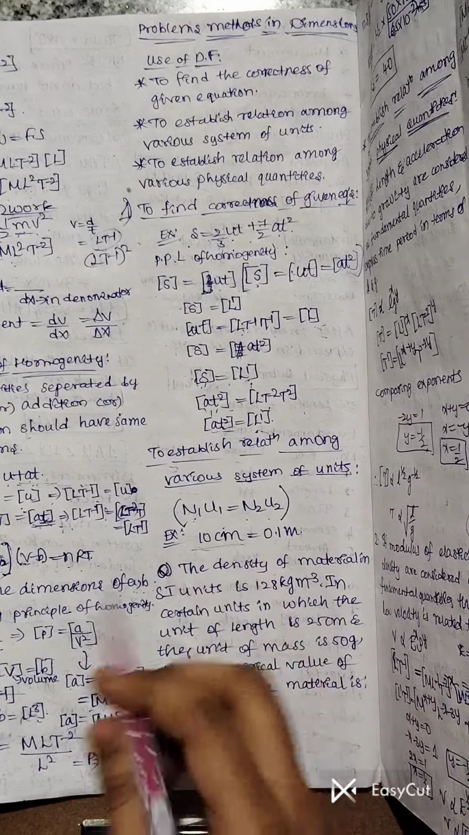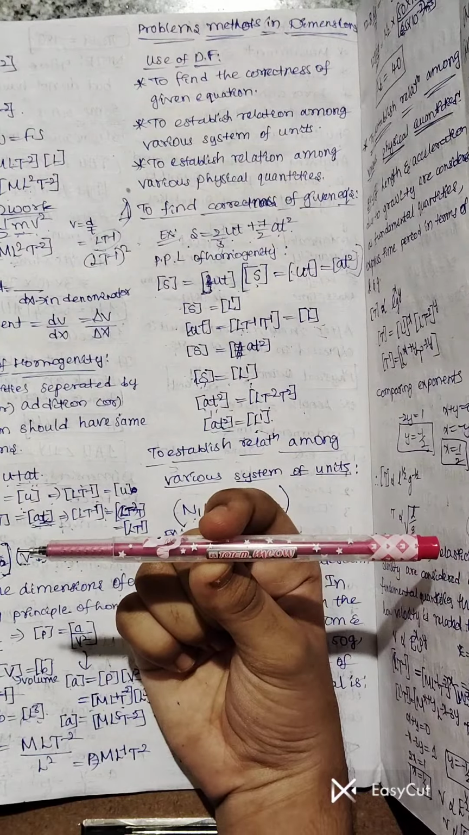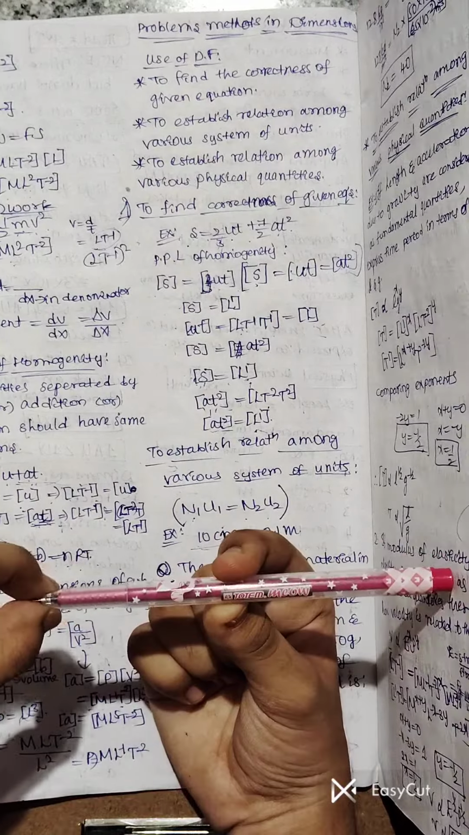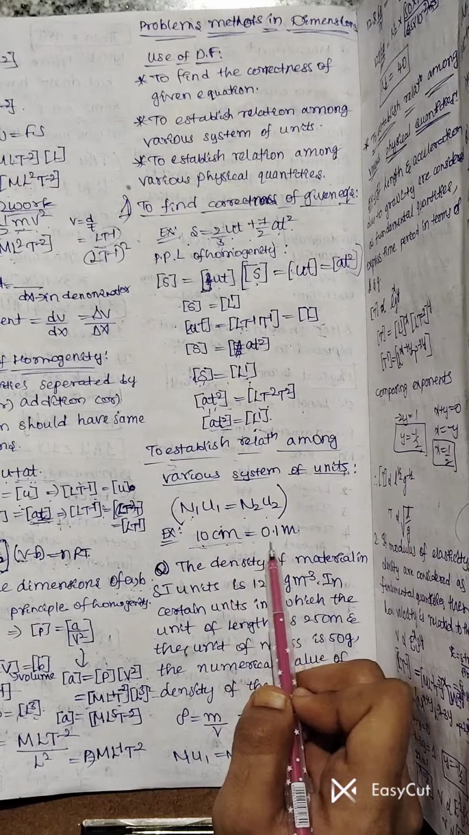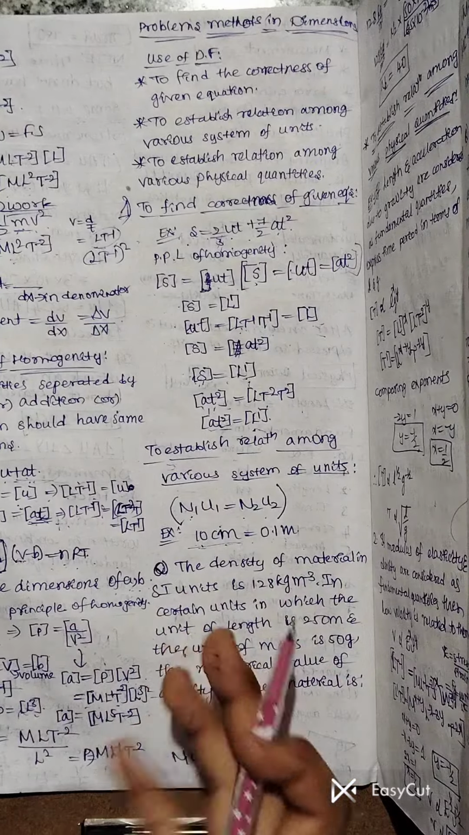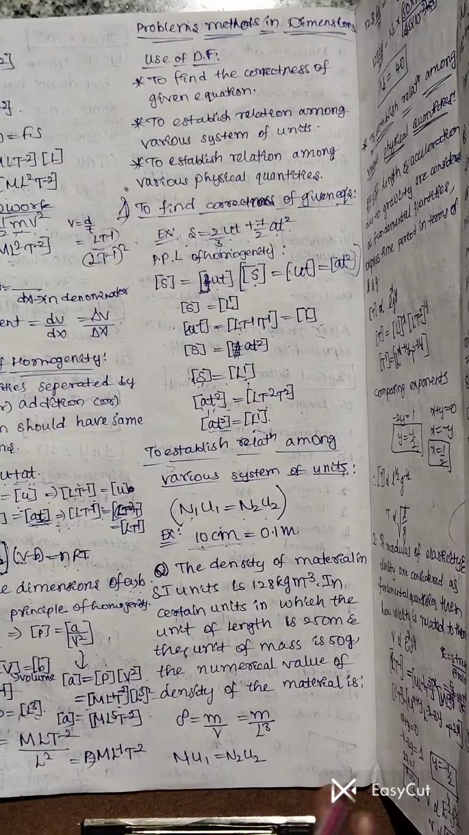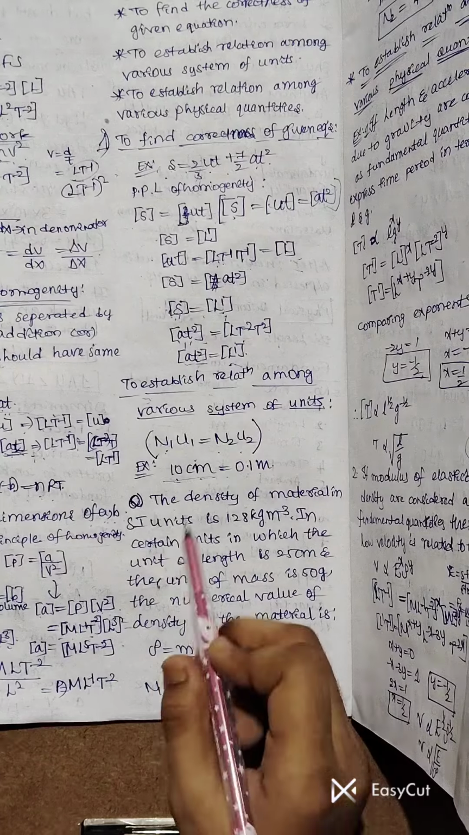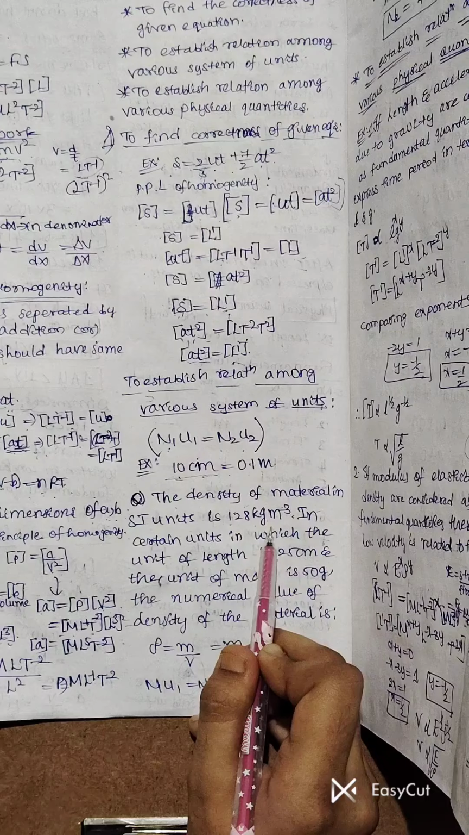Here, 10 centimeter. For example, let us say this pen is 10 centimeter. If you say that this pen is equal to 0.1 meter, does its length change? No, it remains the same. To establish the relation among various system of units, we'll use this dimensional formula. Let us have an example to understand clearly. Now, here the question is, the density of a material in SI unit is 128 kg per meter cube.